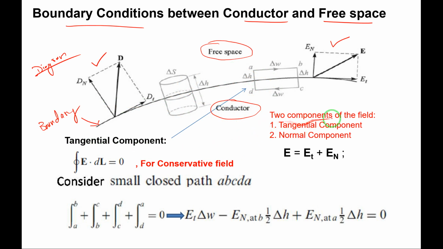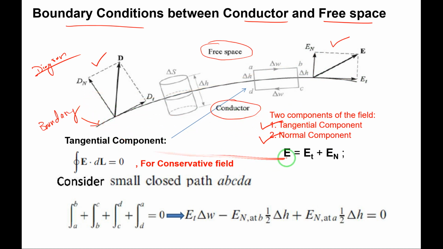Okay. We have seen that whether it is electric field E or electric flux density D, there are two components of the field. One is the tangential component and the other is the normal component. The tangential component is tangential to the surface of the boundary and the normal component is perpendicular or normal to the conductor surface, right? In both cases you can see here.